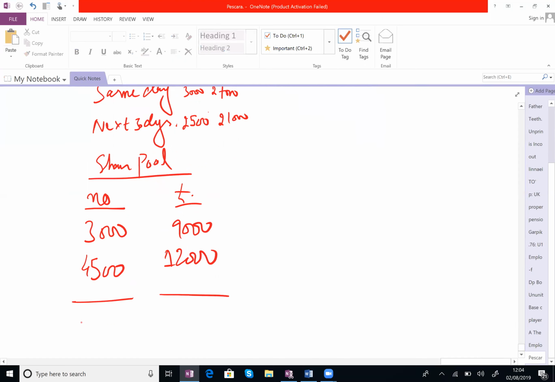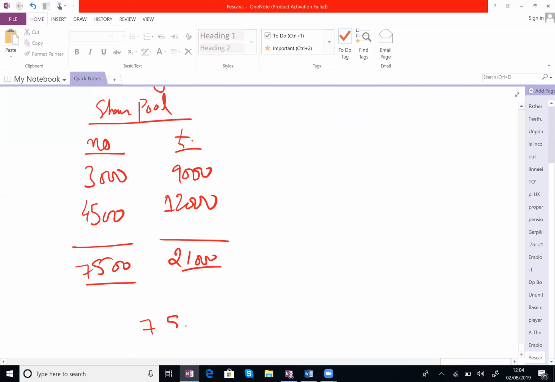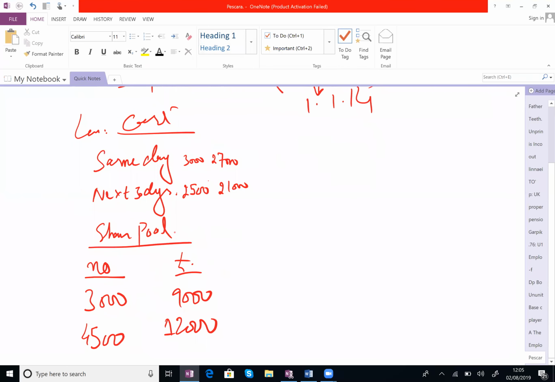So the total of the two columns is 7,500 shares at a cost of 21,000. So what is the per share cost? 2.8. And how many shares do we need the cost of? 5,500 we have already taken, so what is the balance? 2,500. So 2,500 shares at a rate of 2.8.